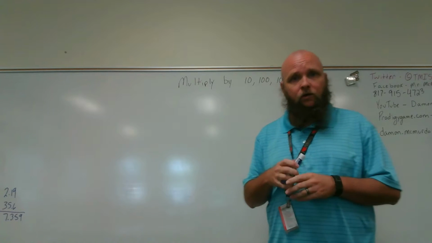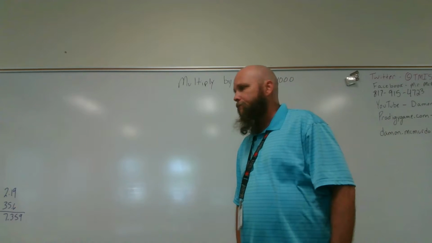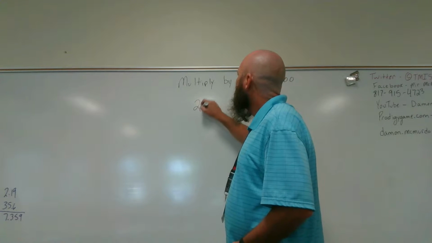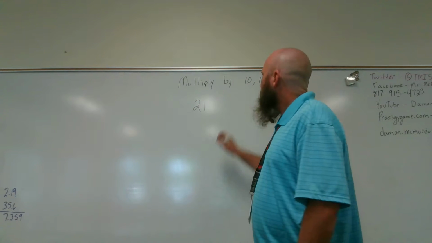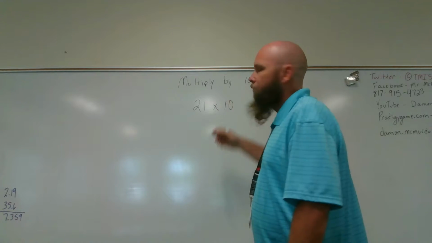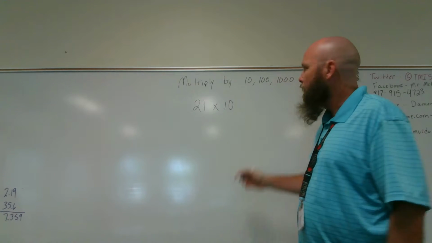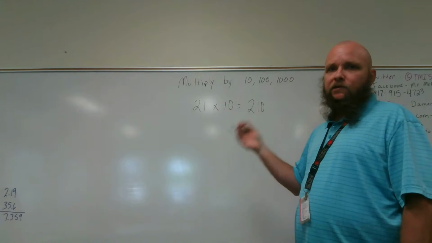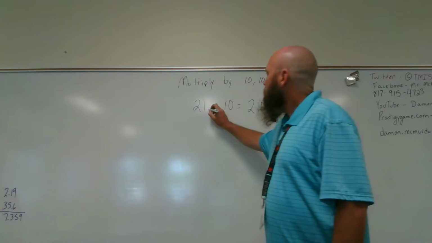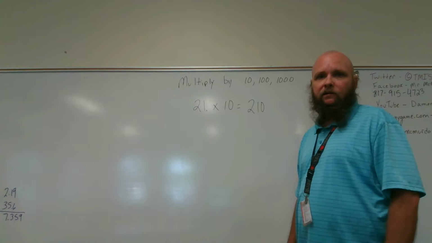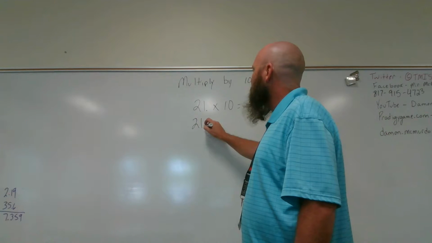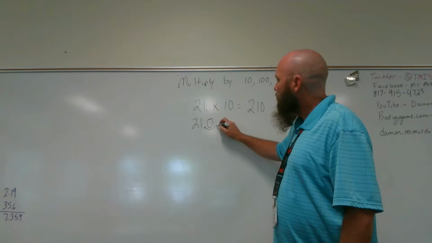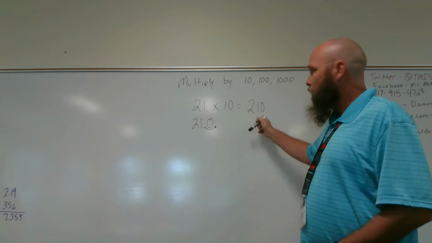Let's start with the whole number 21. If I asked you what 21 times 10 was, you'd all know what 21 times 10 was, right? It equals 210. Well, with decimals, it's the same thing. Because if you think about it, 21 has a decimal point at the end. So if we're taking the number 21 with its decimal point, and we move the decimal point one place to the right, that makes it 210.